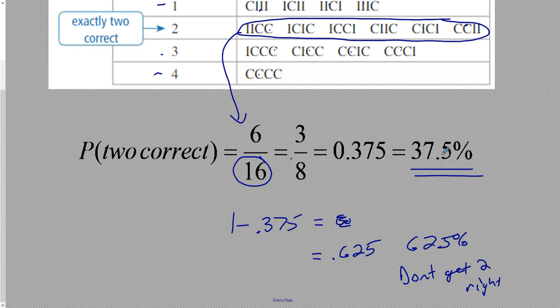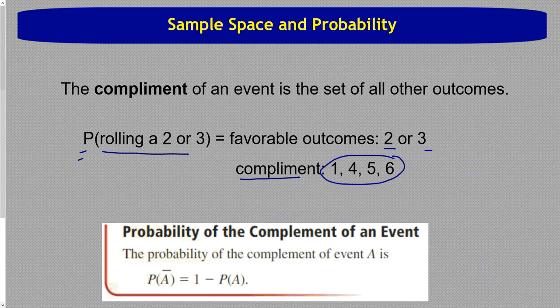37.5% chance you get exactly 2 right. 62.5% chance you don't get exactly 2 right. Right? Everything else. Those are the only 2 options. You either get 2 correct or you don't get exactly 2 correct. It's not necessarily 50-50, but those probabilities still need to add up to 1.